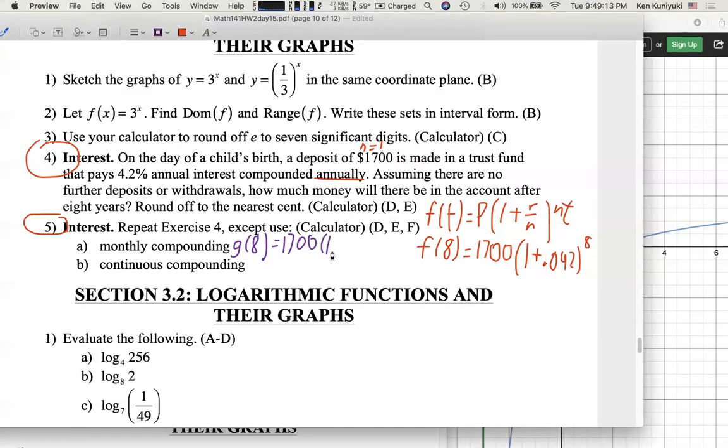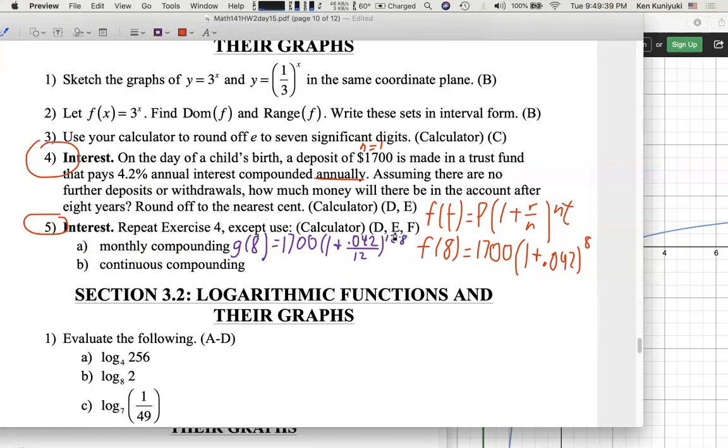Quantity 1 plus r is still 0.042. You could put a 0 in front. But this time it's monthly compounding. Monthly is 12, so n equals 12. That's the difference. And all to the nt, so all to the 12 times 8, which is 96.